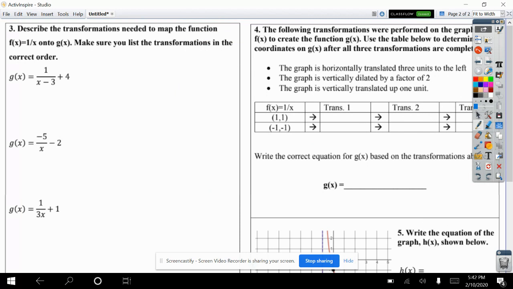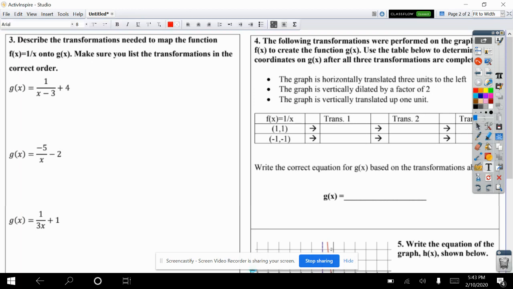So number 3 asks us to describe the transformations needed to map 1 over x onto g of x, which is the transformed function. Make sure you list the transformations in the correct order. We kind of already practiced this, but we have to make sure we're doing it in the correct order, whereas with the graphing, you could have listed it differently.